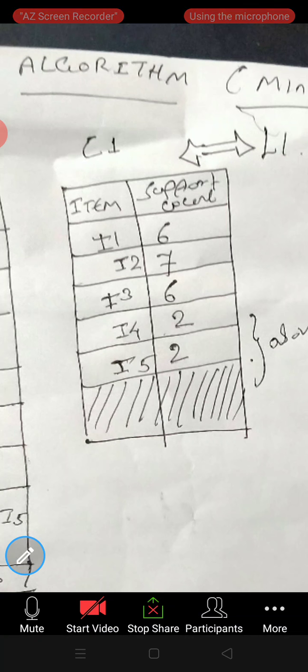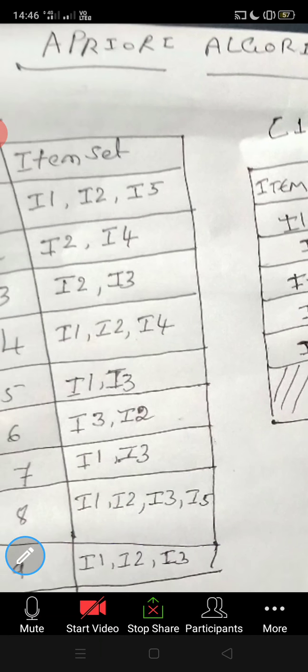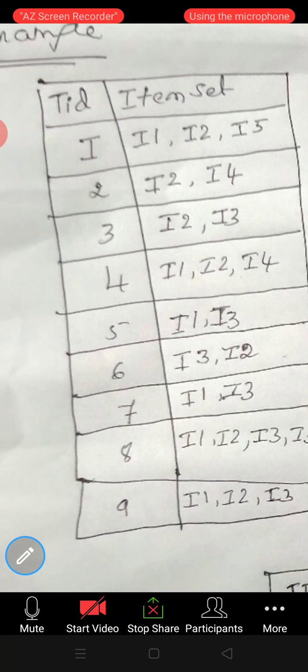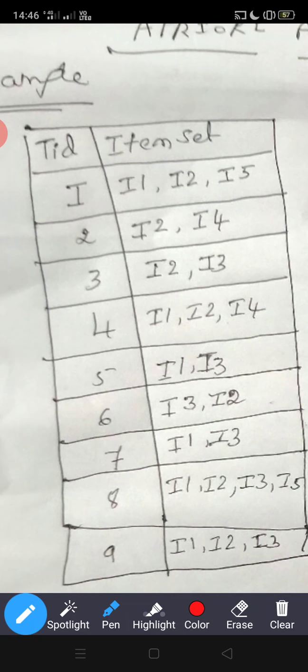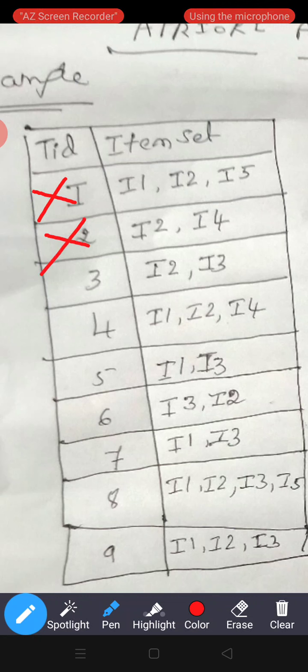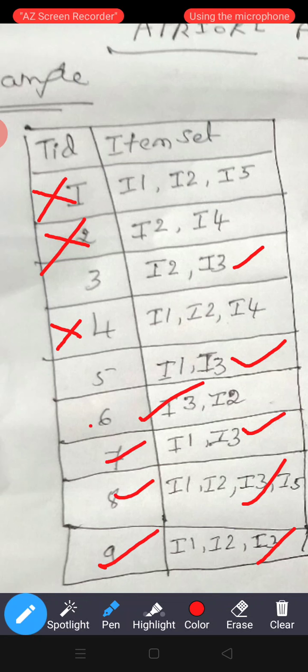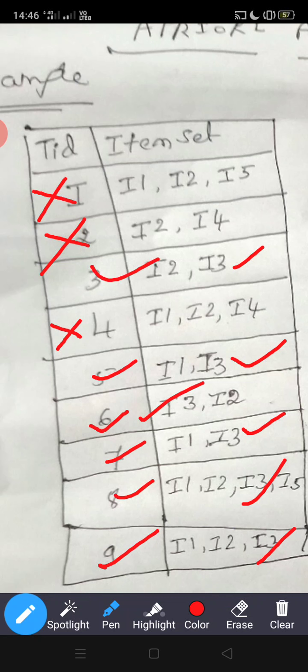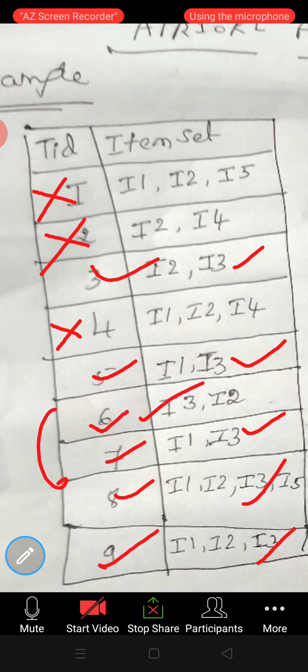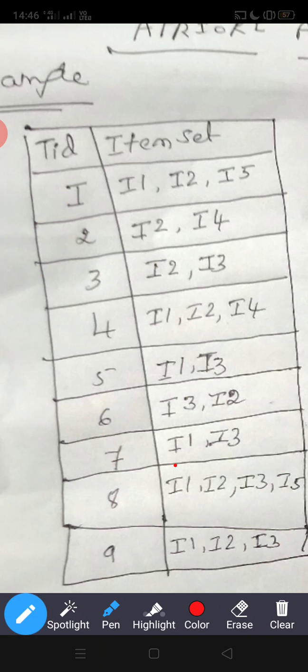Next one, I have to calculate how many times I3 is there. First, I3 is not there. Second, I3 is not there. Third one, yes, I3 is there. Fourth one, no. Here I3 is there, here, here, and here. So 1, 2, 3, 4, 5, and here 6. Total 6 transactions contain I3. So I have to write I3 is 6.